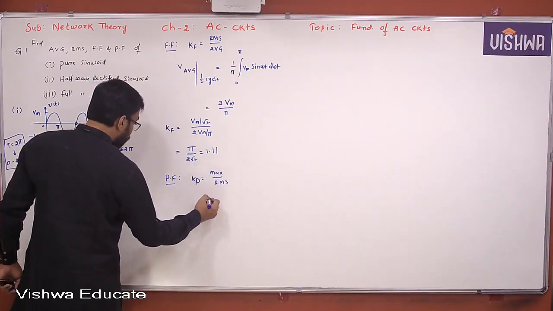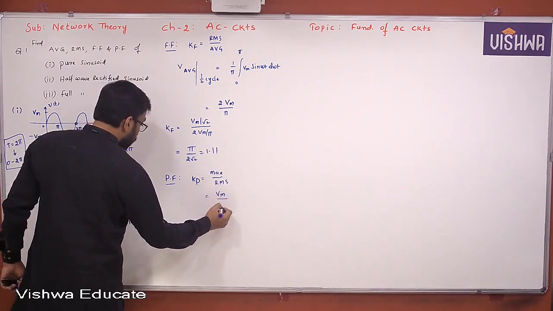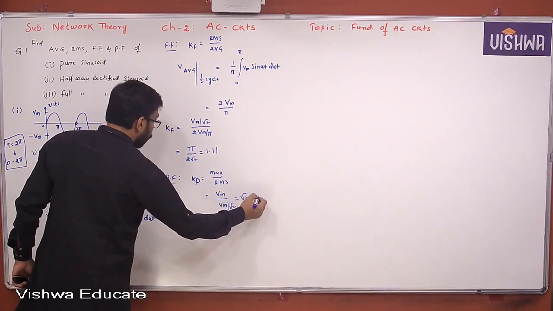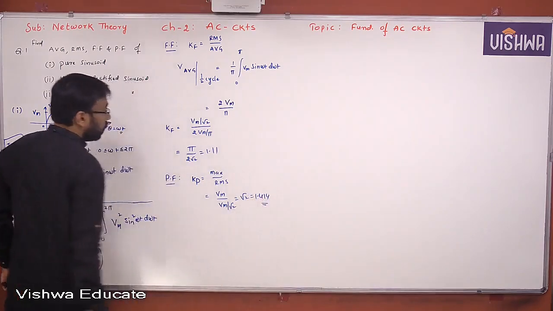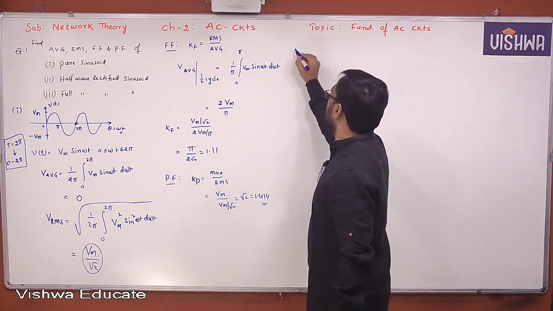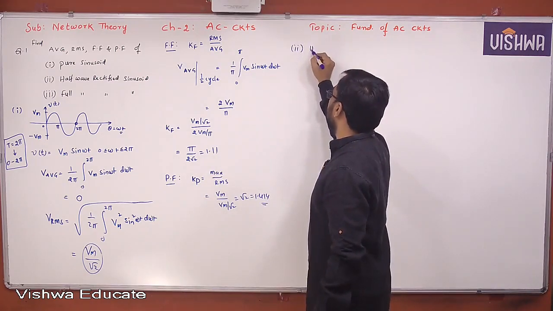Maximum by RMS value. What is maximum? Vmax by root 2, which is nothing but root 2, 1.414. This is the value for the pure sinusoid. So now the second one is the half wave rectified sinusoid.